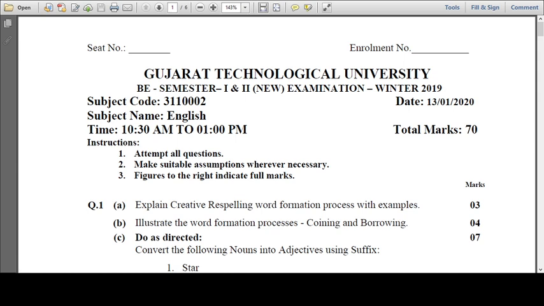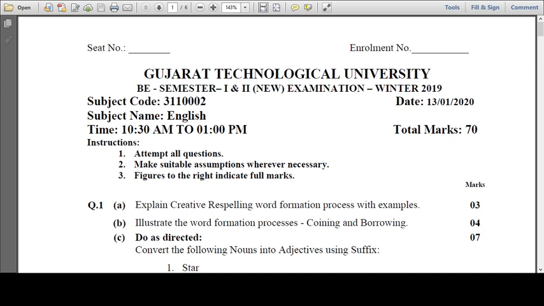Good morning, students. Today we are going to do the revision of the English subject. In the form of revision, we are going to solve the previous year question paper. So today I have taken the very recent one.